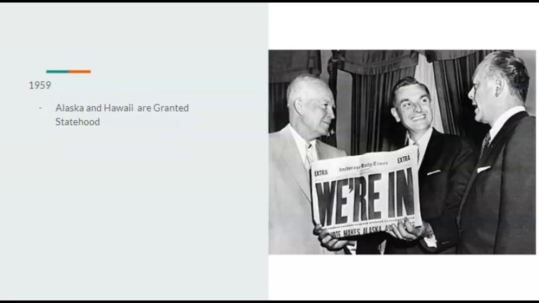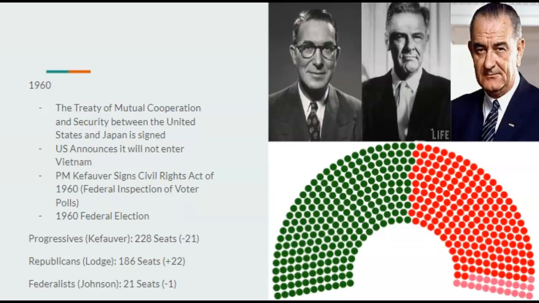Going on to 1959, Alaska and Hawaii are both granted statehood. This is something that happened IRL, and I would imagine Alaska would be a lot more of a progressive state going forward. Not really because of a progressive prime minister giving them statehood. It's more the fact that progressives have a lot more control over the country than they did in the real timeline. In 1960, the Treaty of Mutual Cooperation and Security between the US and Japan is signed.